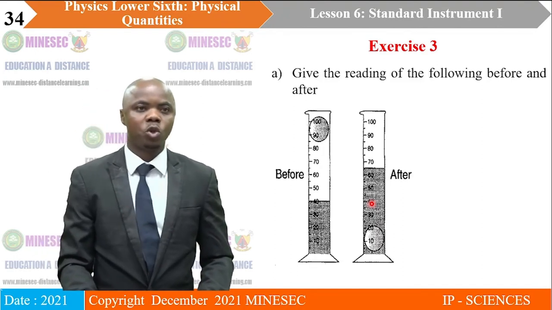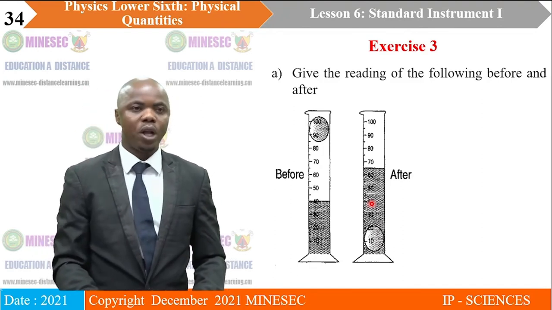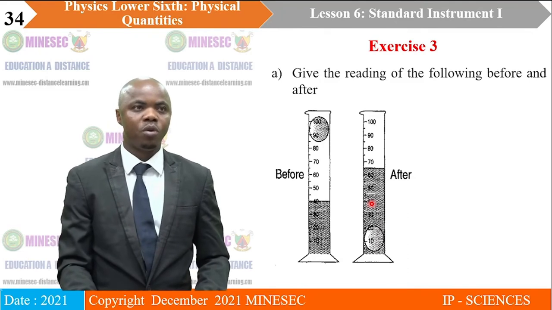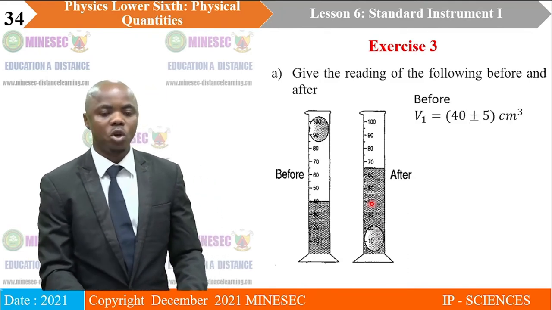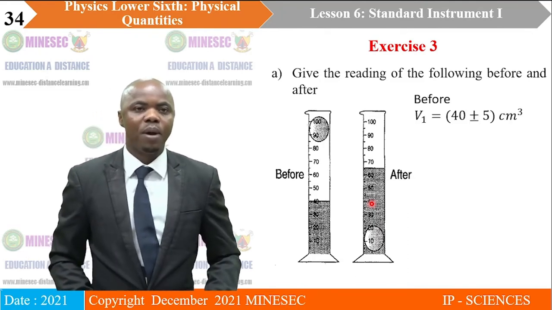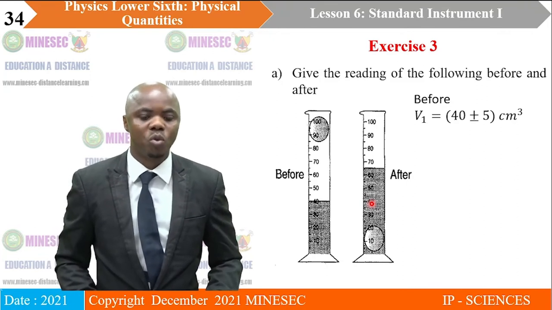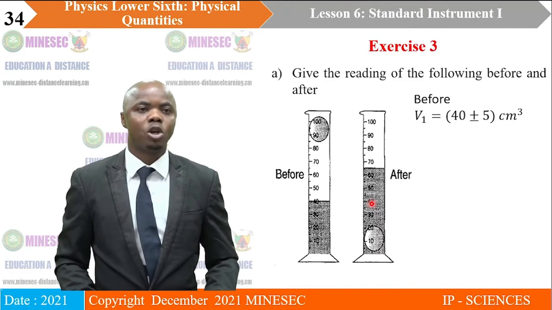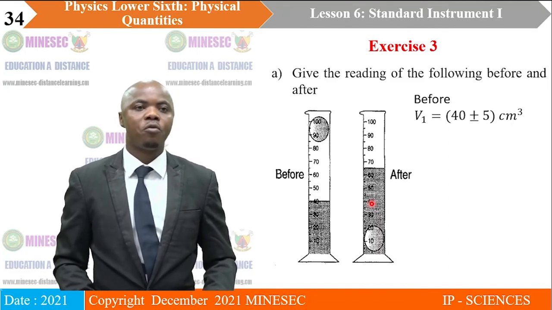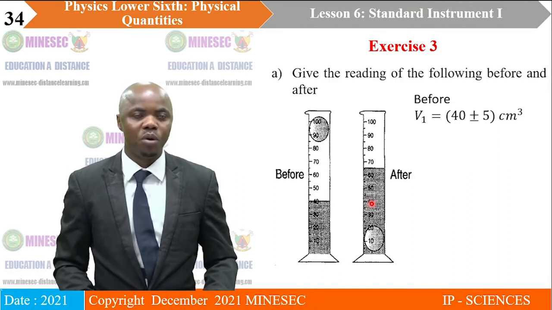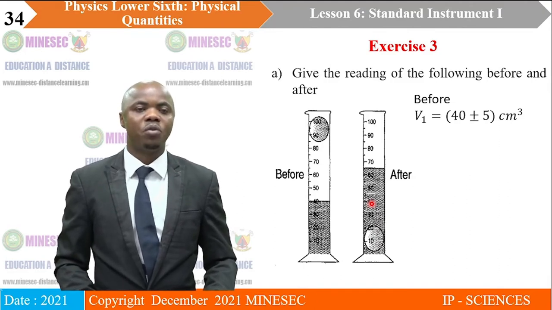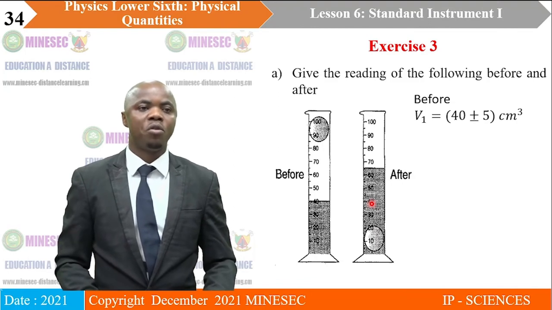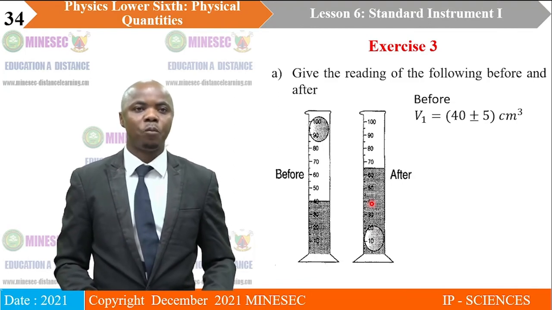Give the reading of the following, before and after. Before the stone was put in the measuring cylinder, we read the meniscus of the water level, and the meniscus is 40. But what is the precision of this instrument? We can see that between 40 and 50, there are just 2 divisions. Therefore, 1 division stands for 5 cubic centimeters. Therefore, my reading is 40 plus or minus 5 cubic centimeters.